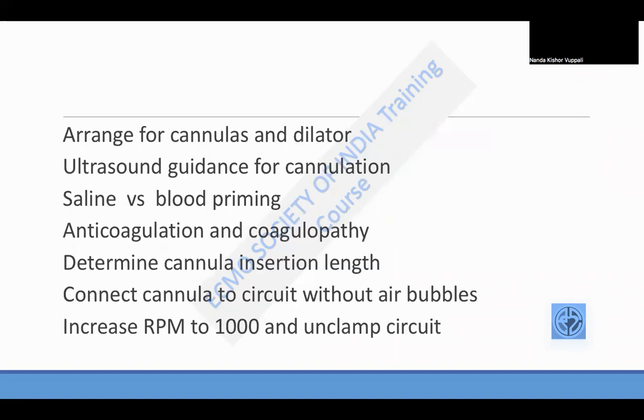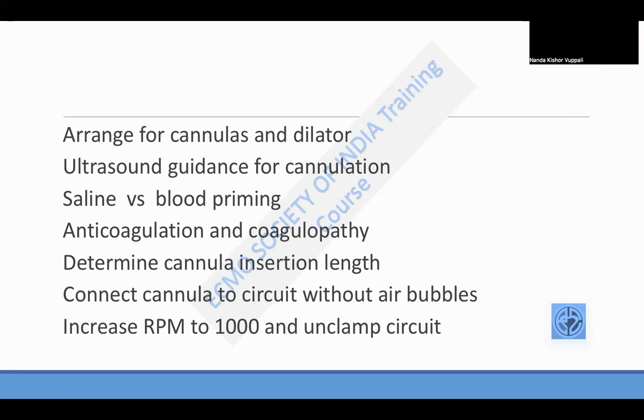And arrange for the right size of cannulas and dilators. So when you choose the cannulas, have at least one or two sizes different. And usually we use ultrasound guidance for cannulation, especially if you're doing percutaneous cannulation. The other mode is to do an open surgical technique where you look at the vessel size and decide the cannula. But ultrasound helps a lot in those situations. We'll come to how the ultrasound helps in the next slide.